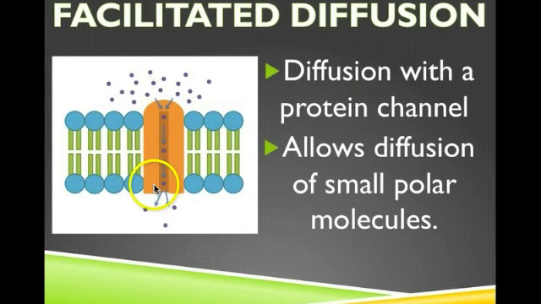Facilitated diffusion is a type of diffusion that uses a protein channel. This allows small polar molecules to pass through since they are not able to pass directly through the lipids. Here's an image showing facilitated diffusion.